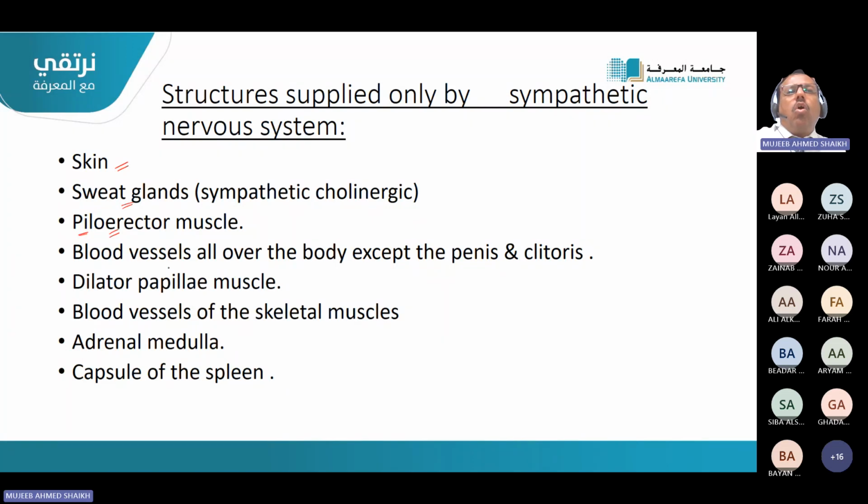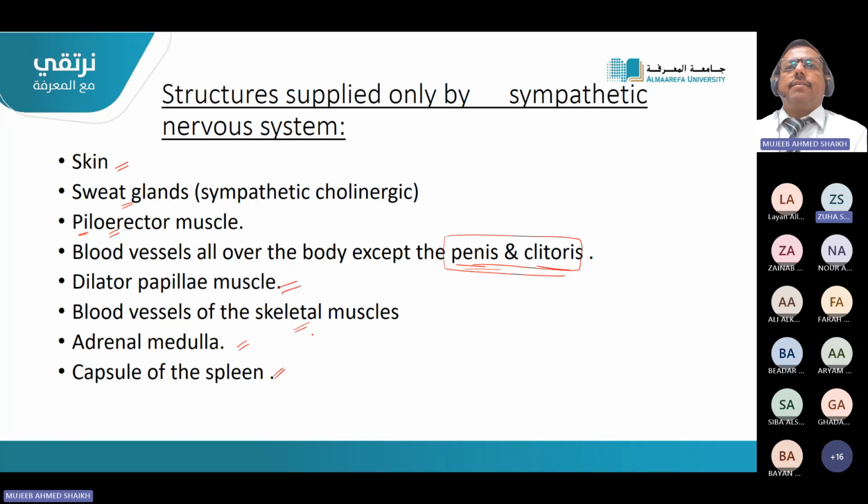Blood vessels all over the body except penis and clitoris receive only sympathetic supply. Here they are receiving sympathetic and parasympathetic supply also. Dilator pupillae muscles also receive only sympathetic. Blood vessels of the skeletal muscle, only sympathetic. Adrenal medulla, only sympathetic, and the capsule of the spleen, only sympathetic nervous supply.